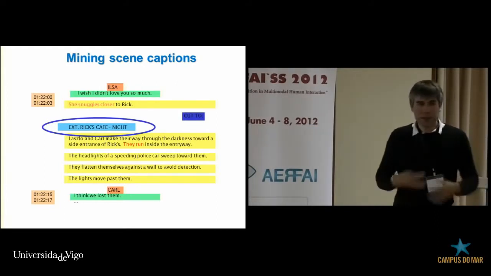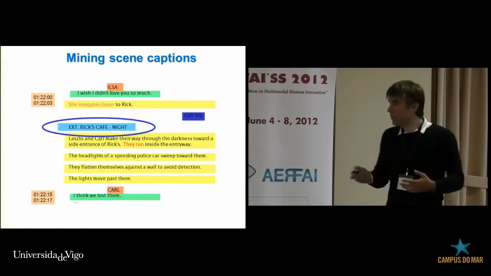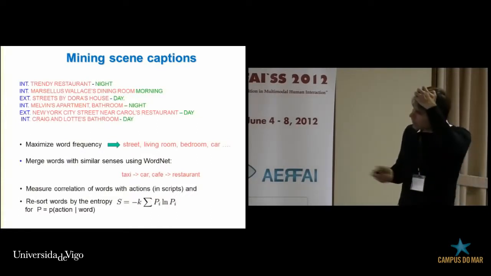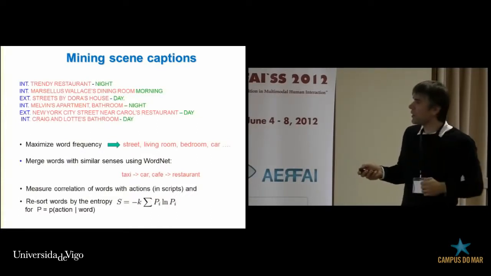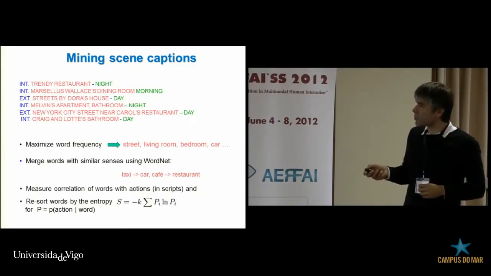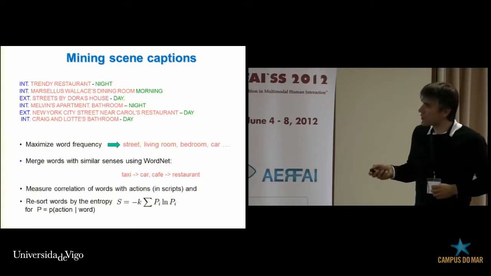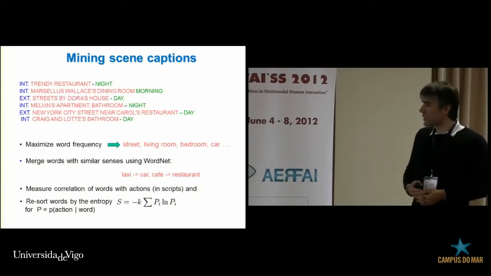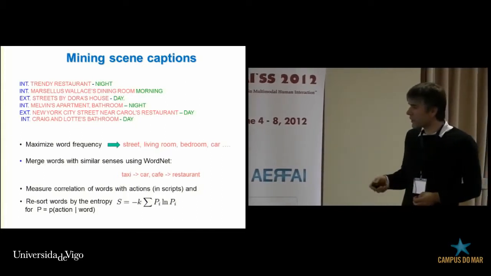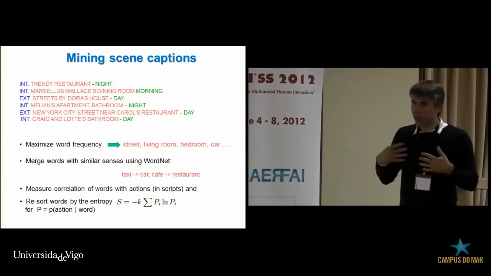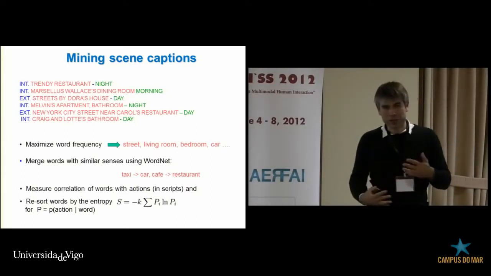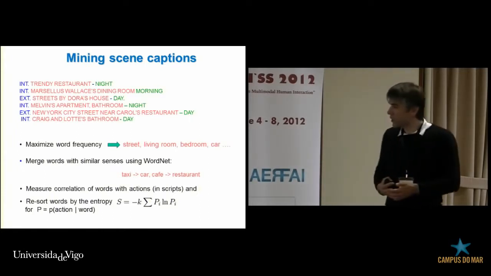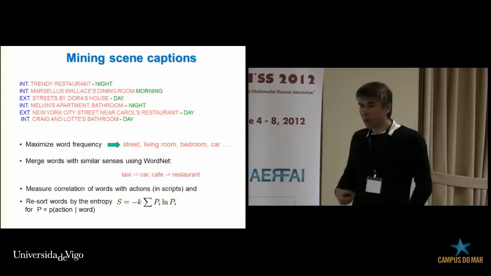So we can automatically discover the scene classes from this data. Here are some examples of this type of scene descriptions. It mentions restaurants and streets and so on. We do some not very sophisticated text processing using WordNet and some other tools to come up with a short list or long list of potential scenes in this data.